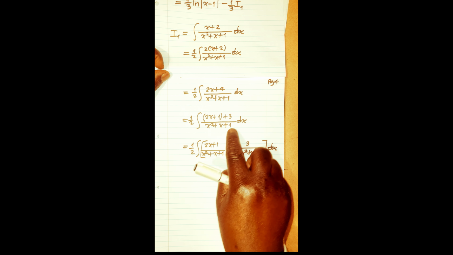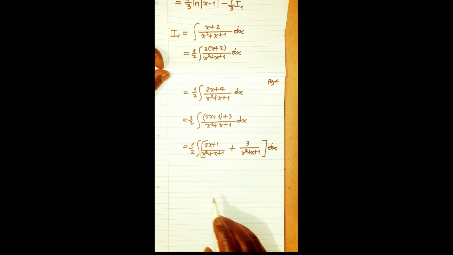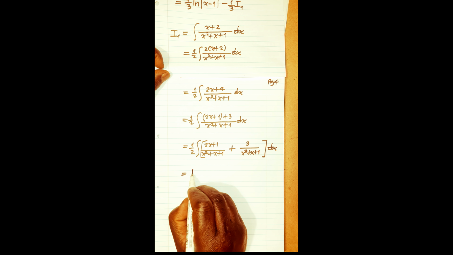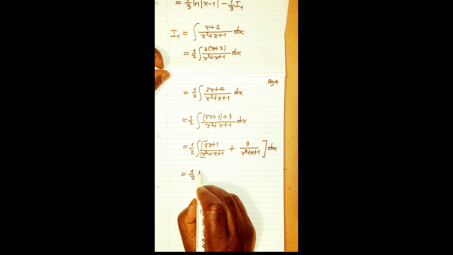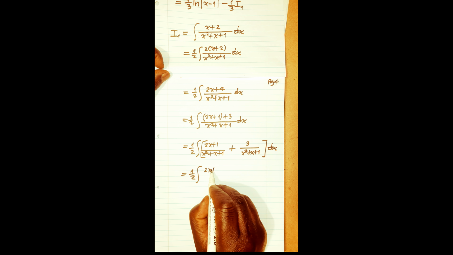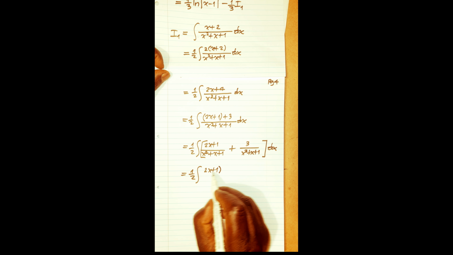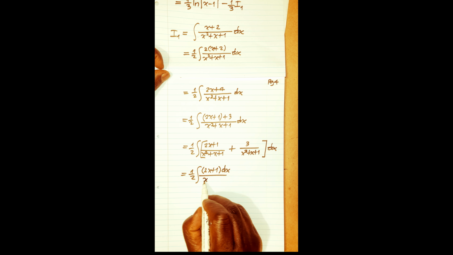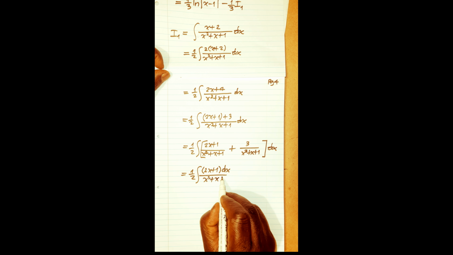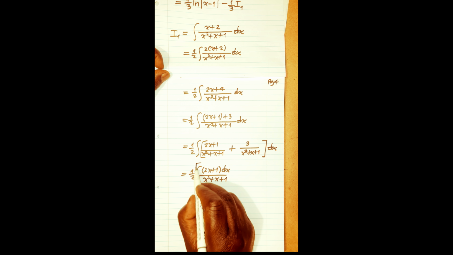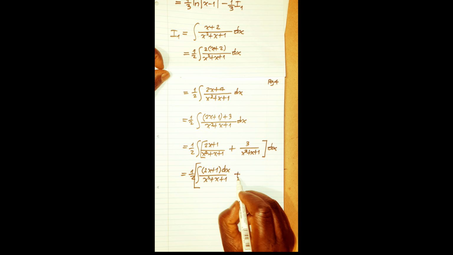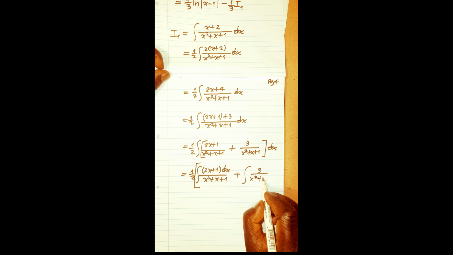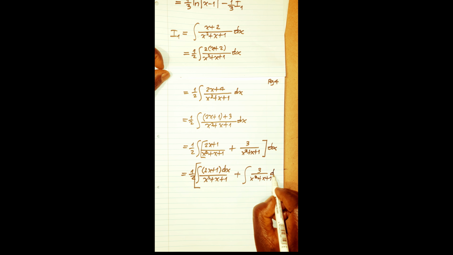Term-wise division. You divide this expression into that and that. And then this part, distribute the integral and that, keeping a half out, 1 over 2. And then we're going to say integral of 2x plus 1. Allow me to do this and say dx there, all over x squared plus x plus 1. And then I'm going to use a bracket out there, plus the integral of 3 over x squared plus x plus 1 dx, like so.